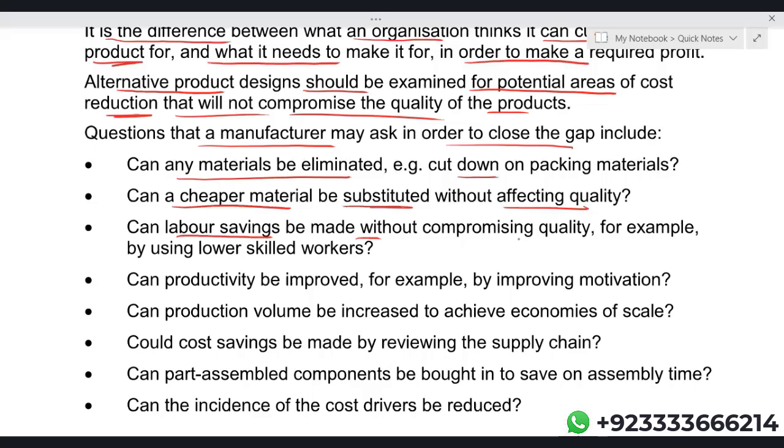And in step number four, we get this cost gap. Can labor savings be made without compromising quality? For example, by using lower skilled workers, if it is possible. Can productivity be improved, for example, by improving motivation? See, when your workers are working as employees, things are different, but if they are motivated, motivation makes the difference, to be very honest. If your staff is motivated, you can achieve anything. If your team is motivated, you can achieve anything.